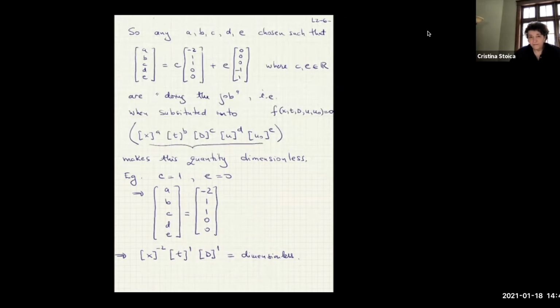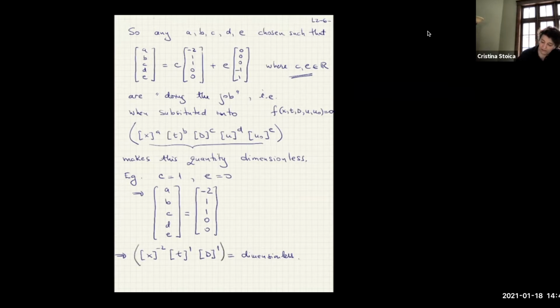So now we have some freedom there, because C and E, remember C and E, they're up here, are free to be whatever. So we can choose them to be 1, 0, 1, 5, whatever. Any choice is good. So now the question is, how many dimensionless quantities that are independent of each other are we obtaining when we substitute C and E?